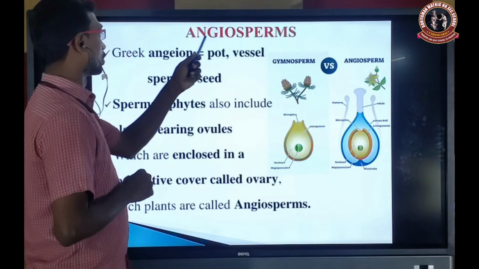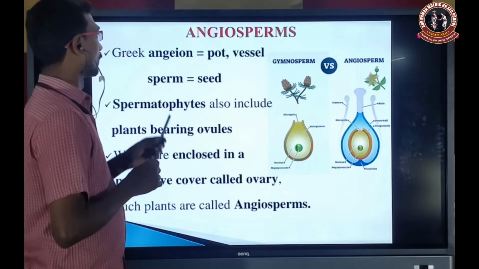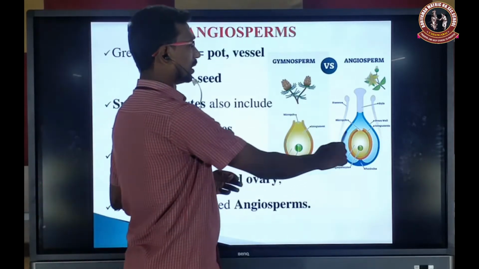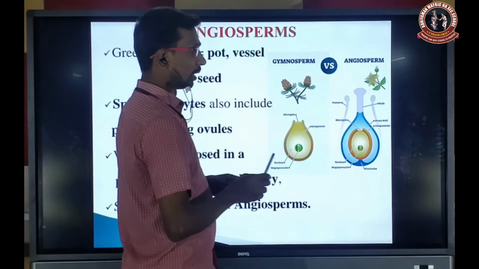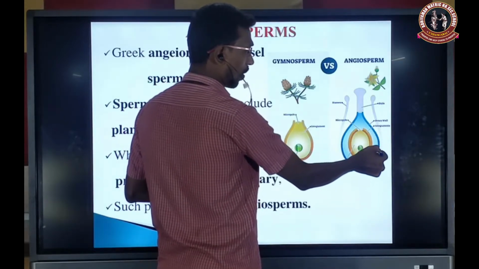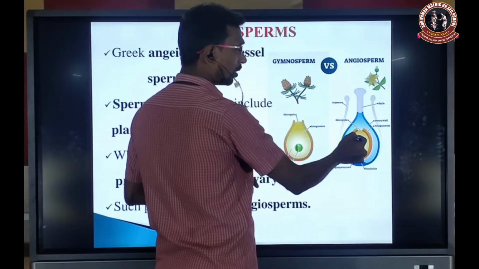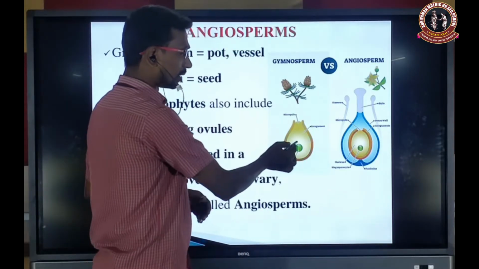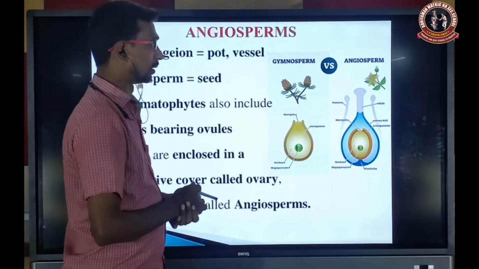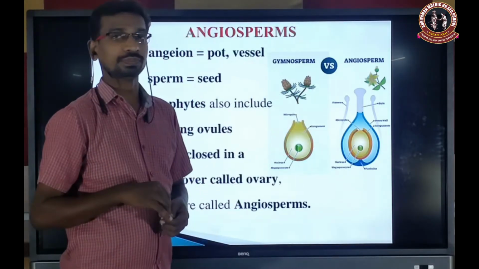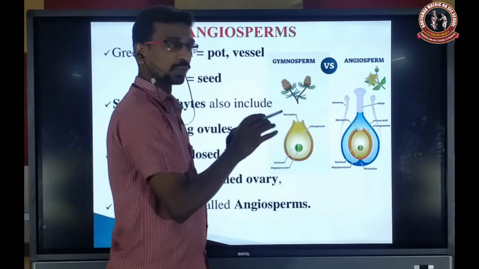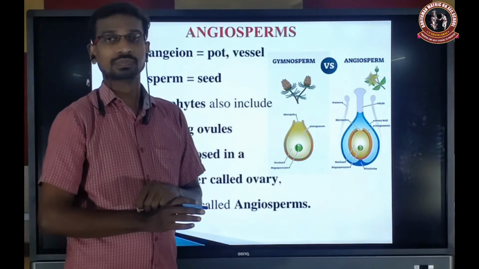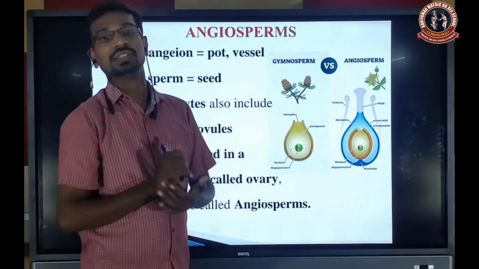The term angiosperm is derived from the Greek word angeion, meaning pot or vessel. In this picture we can clearly distinguish: this is an ovary wall. The ovary wall is present, and inside the ovary wall the ovules are present. But here there is no ovary wall, just the ovule is nakedly present. This is a gymnosperm, this is an angiosperm. The ovule is present in a specialized structure, that is the ovary wall, a pod or vessel like structure.